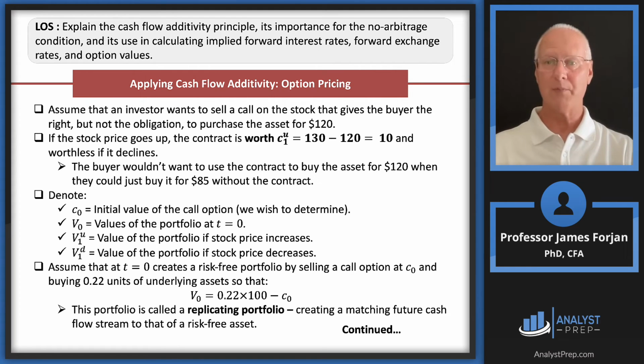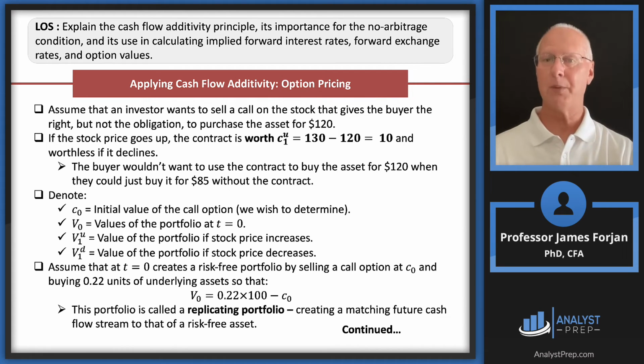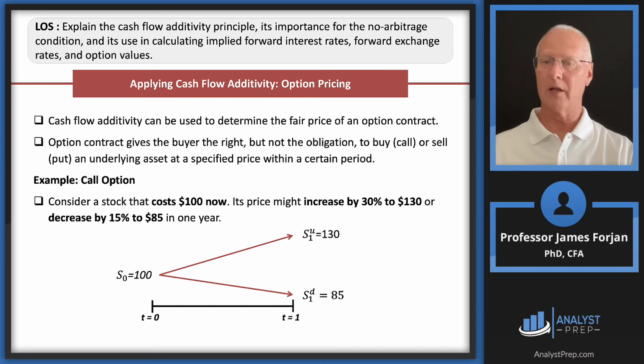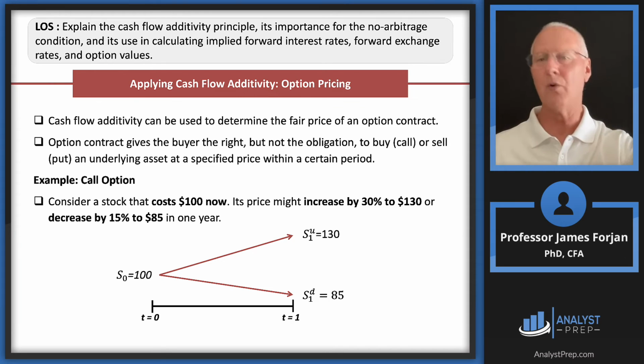So what this option does, it gives the buyer the right but not the obligation to buy at 120. So let's go back here real quick. Think about it. Let's suppose you're the buyer of this option. I'm the seller of this option. Let's forget who you are and who I am for just a second. I'm just a regular old investor, and I sell you the right to buy this share at 120.